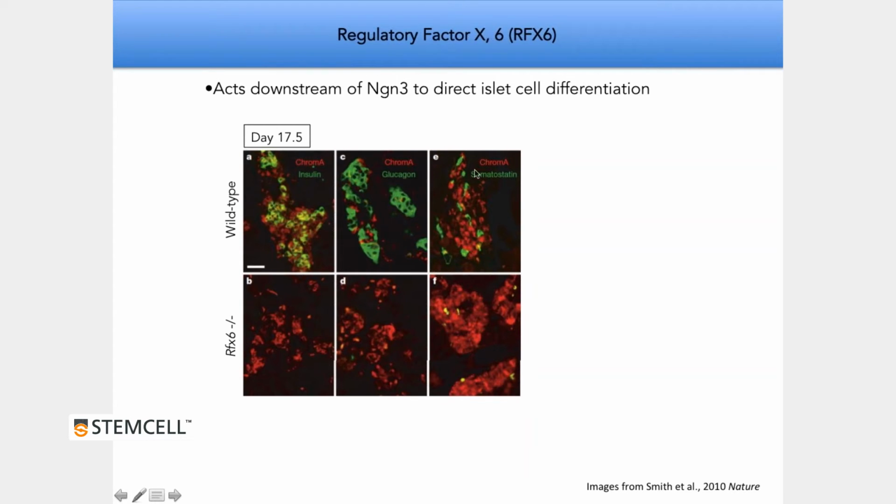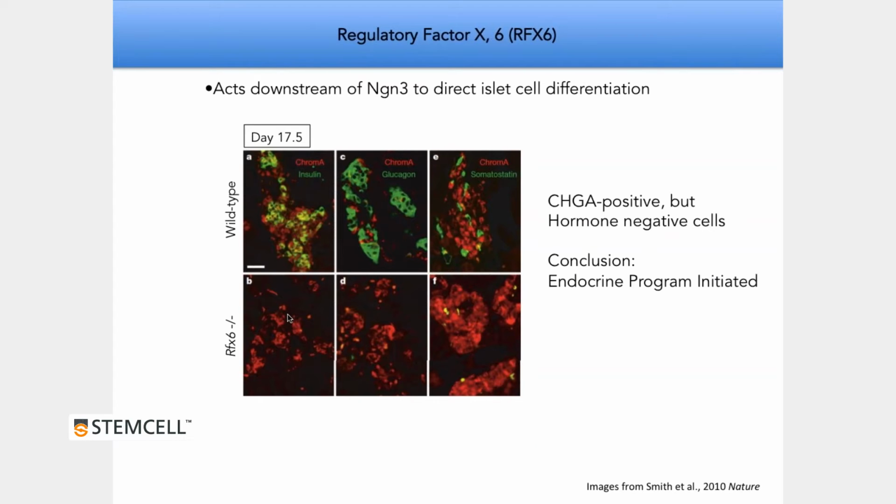So it was then hypothesized that RFX6 actually is downstream of this transcription factor called NGN3, which is a basic helix-loop-helix transcription factor. And it had been shown in several genetic studies in the mouse that NGN3 is absolutely required for endocrine differentiation. In these mutants, chromogranin A shows you that you have endocrine cells, but failure to activate the hormone program.